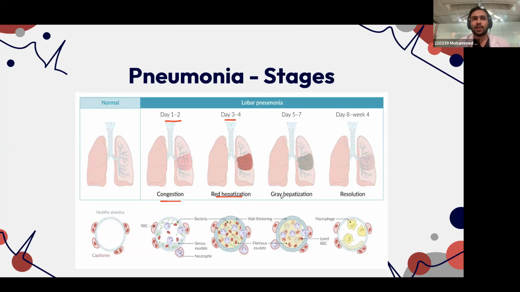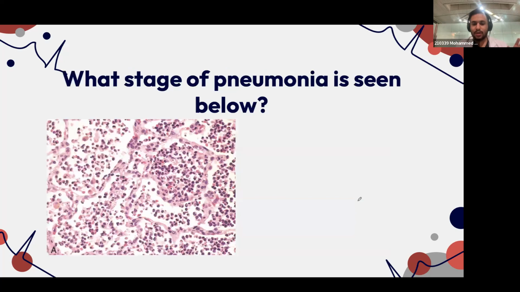The reason why we call it hepatization is that it's going to have the consistency of the liver. Then these red blood cells will start to lyse, and you'll have disappearance of these red blood cells. This is what we call gray hepatization. And in gray hepatization, we'll have something called consolidation. I'll explain what consolidation is in the imaging sections. So this is gray hepatization, day 5 to 7. Day 8 to 1 month, you'll have resolution, which is by fibrosis. That's that. Based on this, can someone tell me what this is?